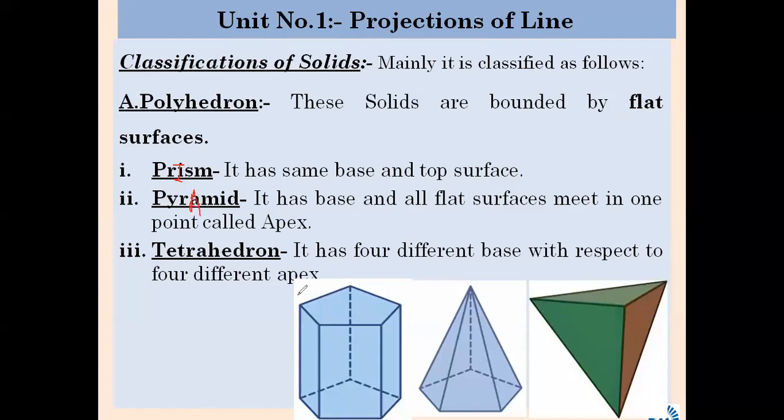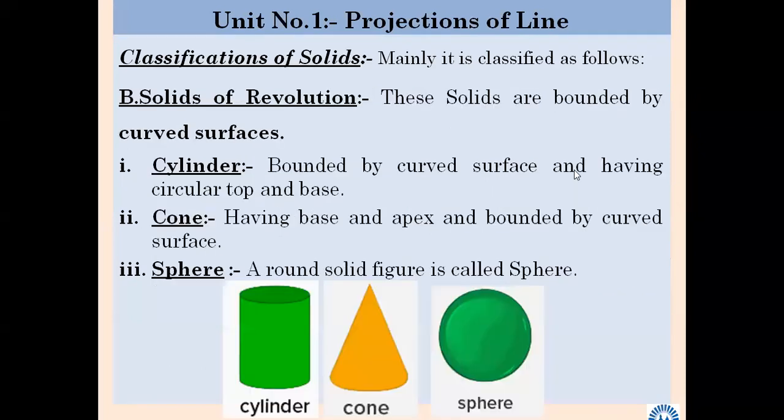Then tetrahedron. Tetra means how much? 3 or 4? 4. The solid which has 4 flat surfaces with respect to one of the apex is called a tetrahedron, that we have seen. So here there is a tetrahedron. It is having 4 different apexes with respect to 4 different bases. Next, solids of revolution, we have seen, are bounded by round or curved surface.